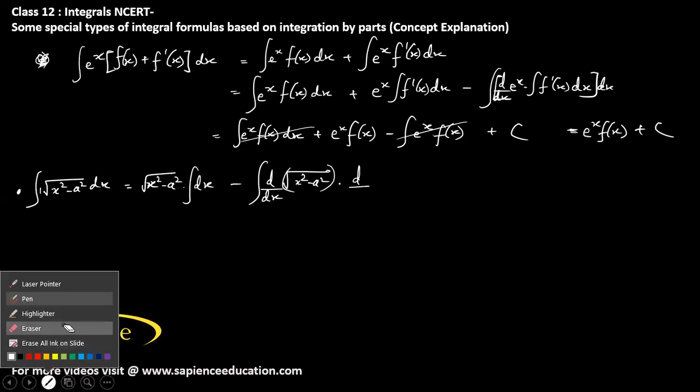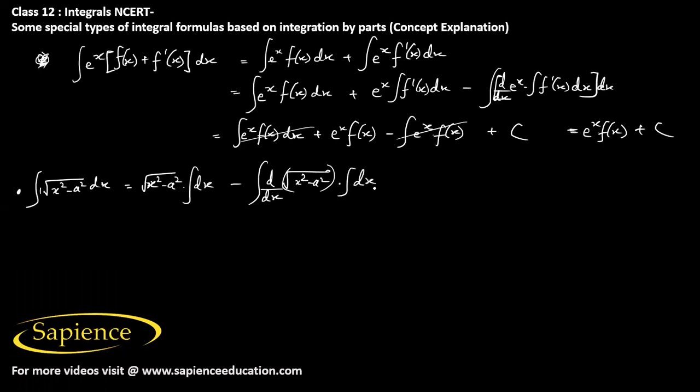into integral dx, in whole integral dx. So this will be equal to x into root over x square minus a square, then minus integral, this is x, so x by 2 square root of x square minus a square into 2x square dx. So 2 and 2 will cancel out.